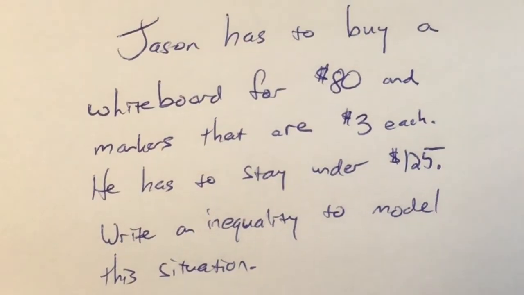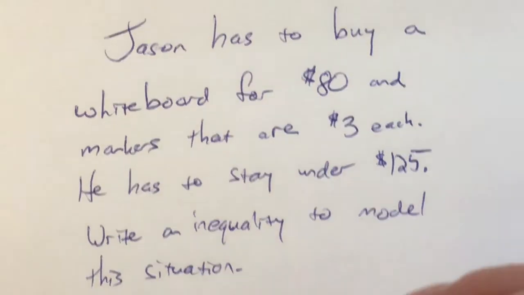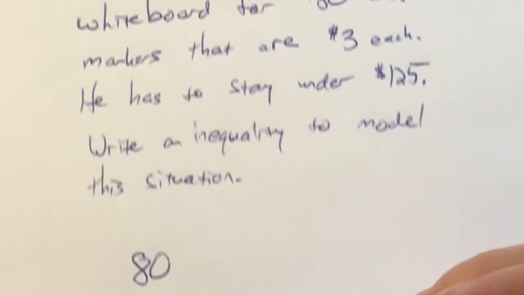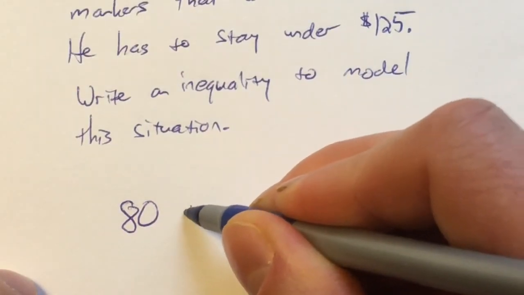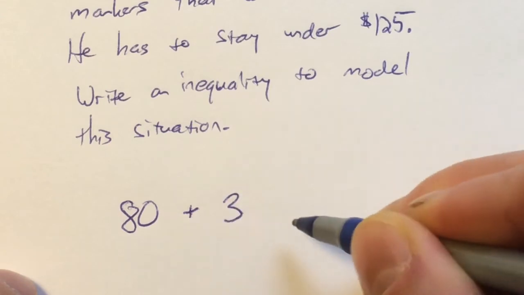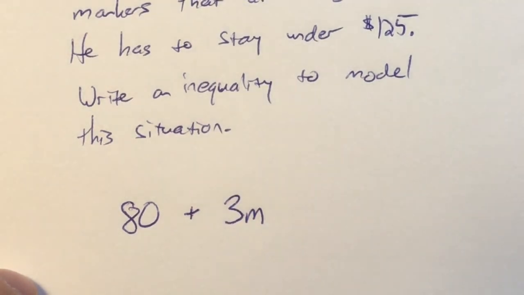It says Jason has to buy a whiteboard for $80 and markers that are $3 each. He has to stay under $125. So write an inequality to model this situation. All right. So the whiteboard is $80 and he only has to pay that once. But he gets to buy a whole bunch of markers. Now those markers are $3 each, and I'm going to multiply that times m. M is however many markers you can get.